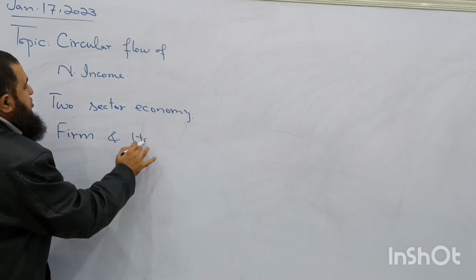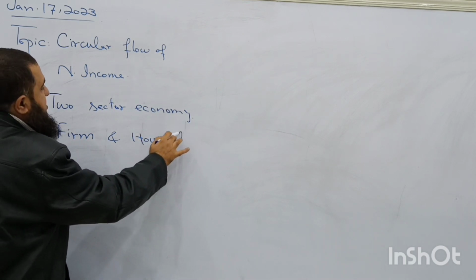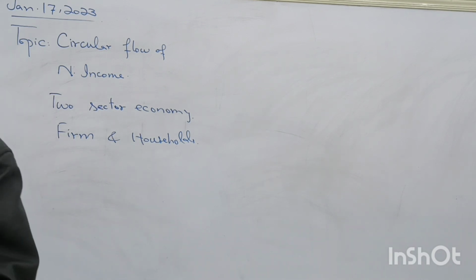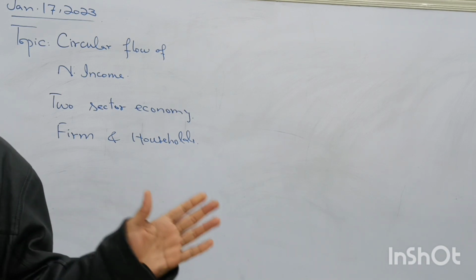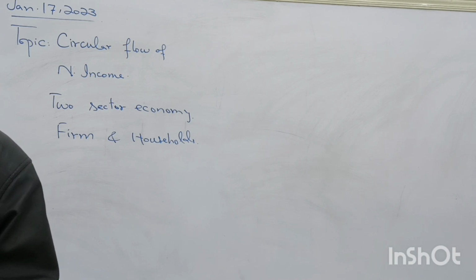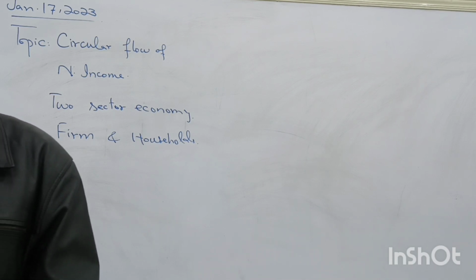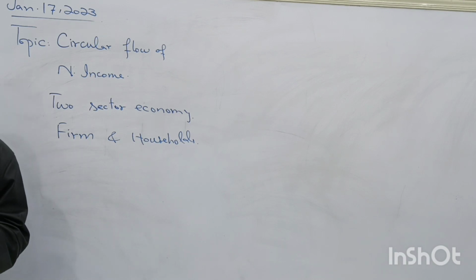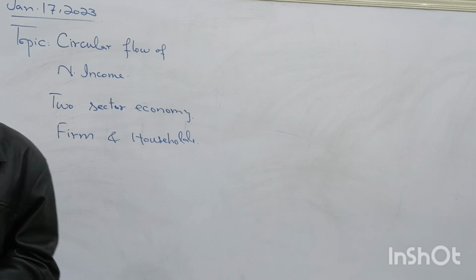Firm and households. Household means the consumers, the people who are going to work in the firm, and then they earn income, and whatever the income is earned, that is spent on the goods and services for the consumption purposes. And out of their income, they may be able to save some part, or sometimes they are going to borrow from others. So households and firm, this is a two-sector economy. It is closed economy. Closed means it is not having any international trade.